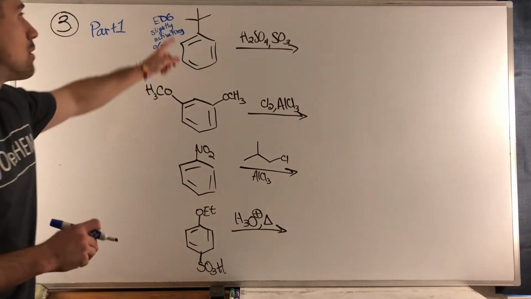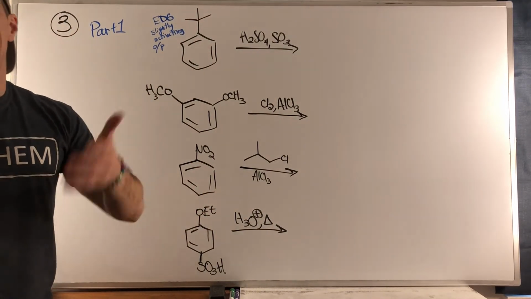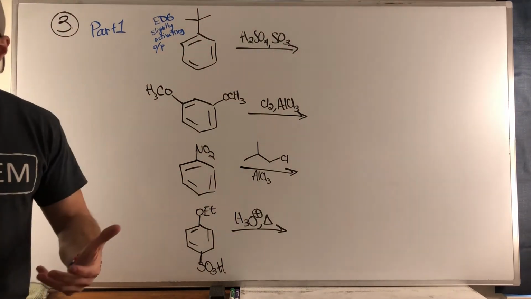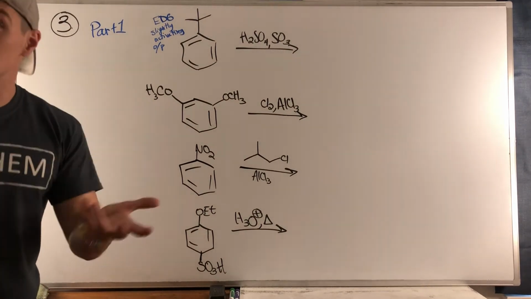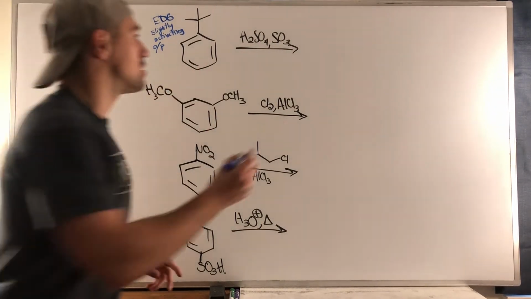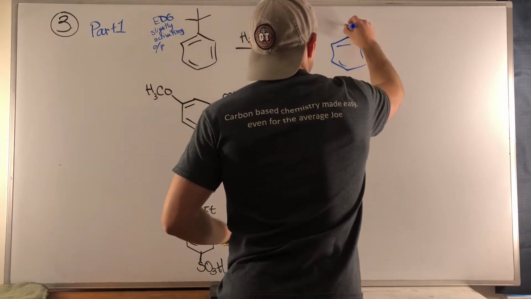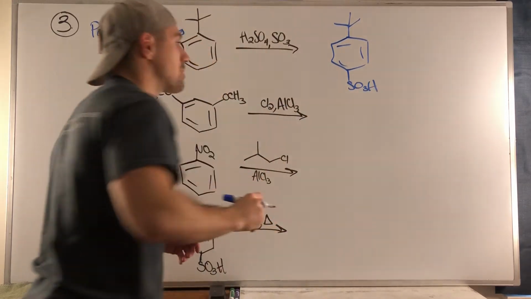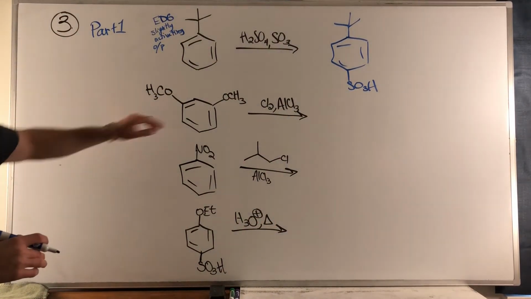Now, this is a big bulky T-butyl group. Since it's ortho-para directing, if we were to put something ortho, we would certainly have some steric hindrance. Especially with this being so highly branched and our sulfonyl group being pretty big, it's absolutely going to be directed para. So our product looks like this. If we can put something para, we're going to do that over ortho first.